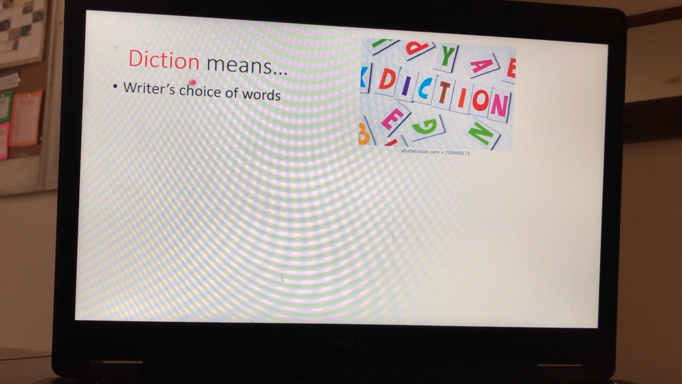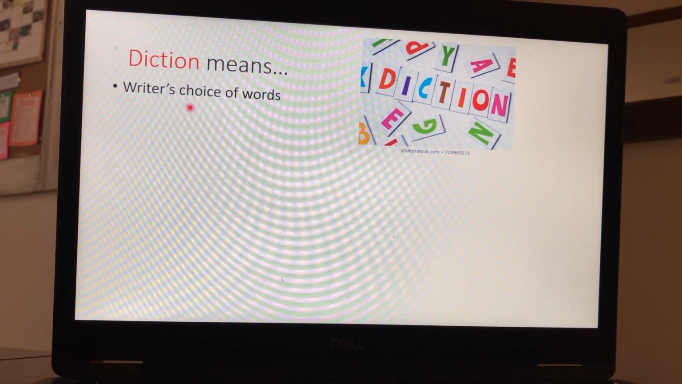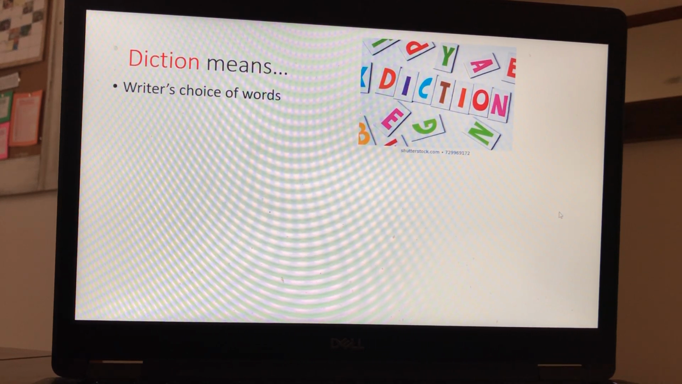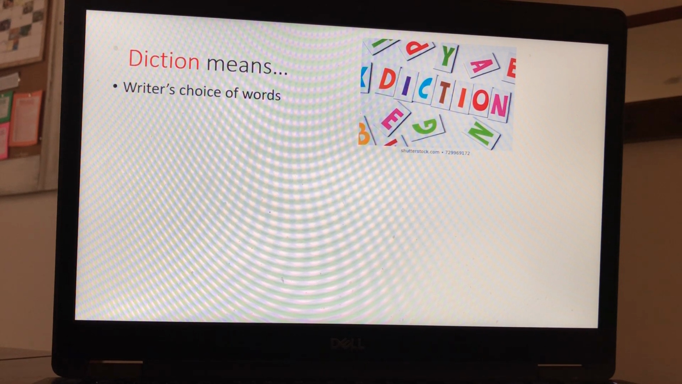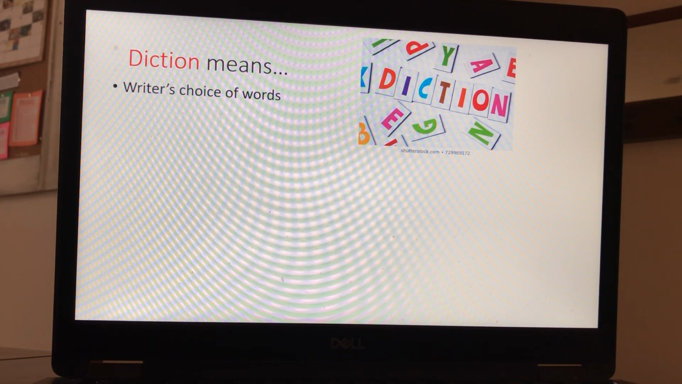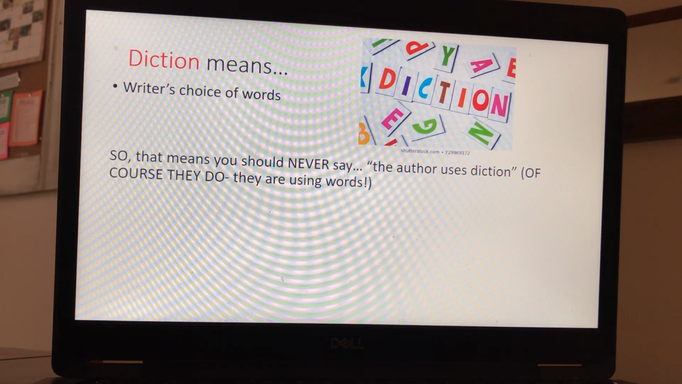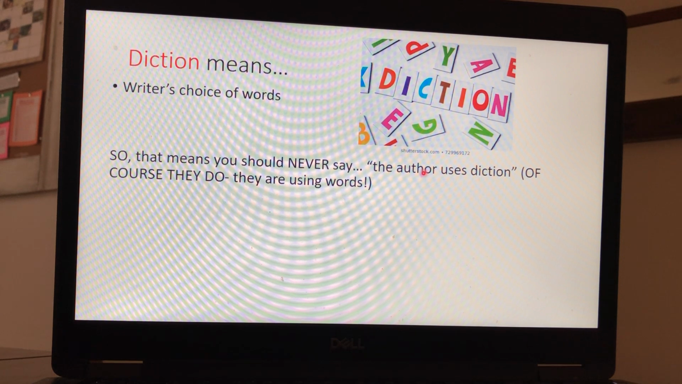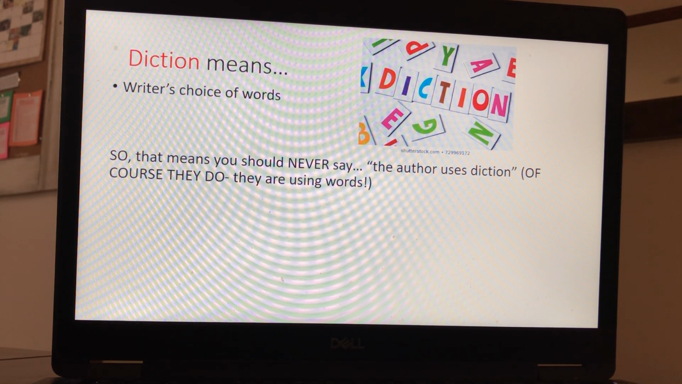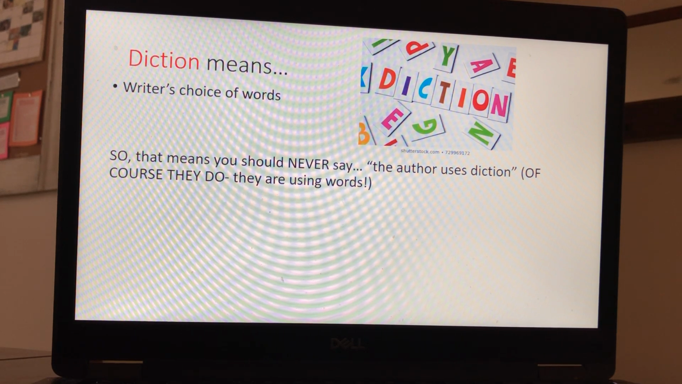So, first thing is diction means the writer's choice of words. Simple. Hopefully you remember that. But that's really all diction is, the words that the author chooses to use in their passage. So that means you should never, ever, ever say, the author uses diction. Because of course they do. They're using words, right? I saw more of that in the beginning of the year. I haven't seen so much of that recently. But this PowerPoint will help you not say that and to say more than that, right?